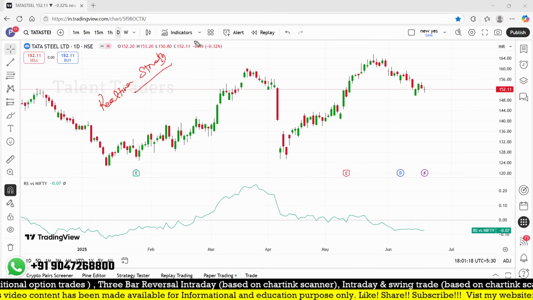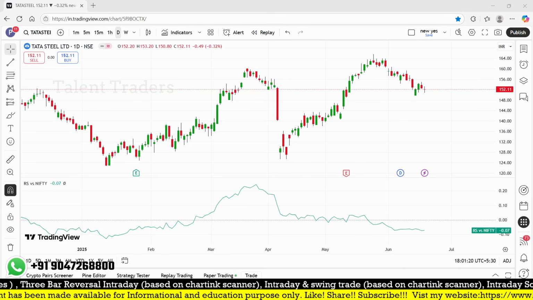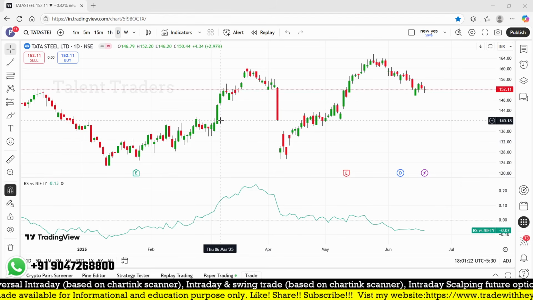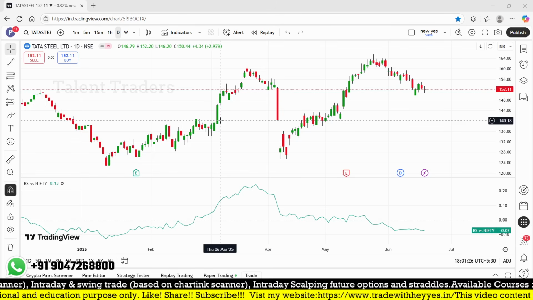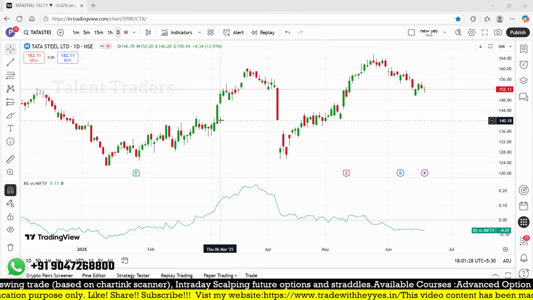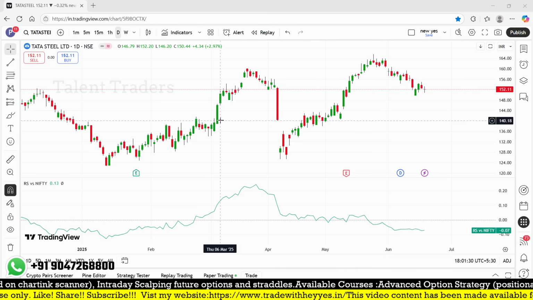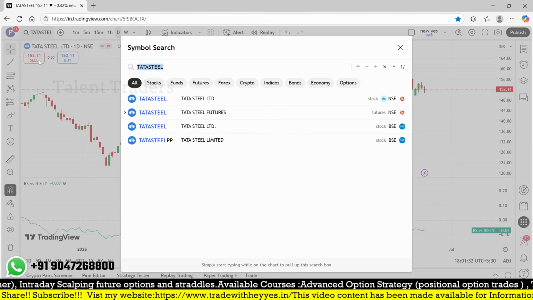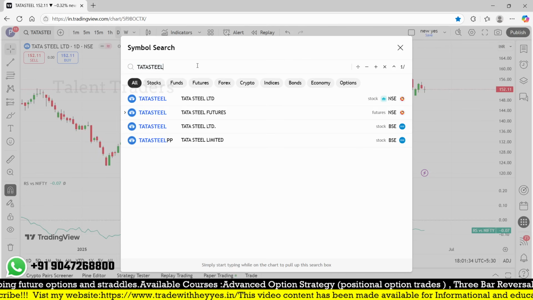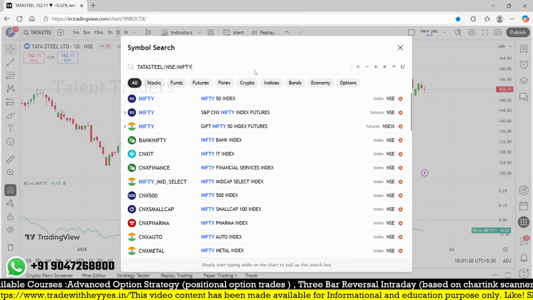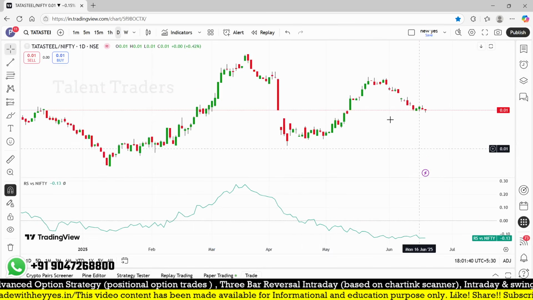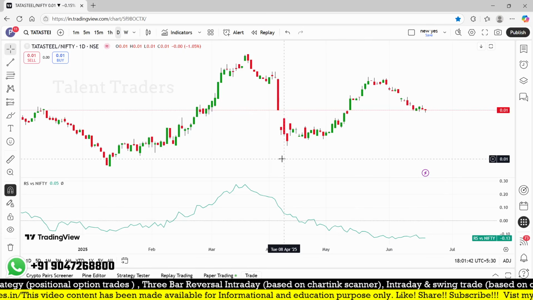Okay, so with this code you can easily compare any instrument with any other instrument. Or simply one more formula, the same formula can also be done here in this particular TradingView chart. I'm just going to use Tata Steel divided by Nifty. So this will tell you how the performance would be.